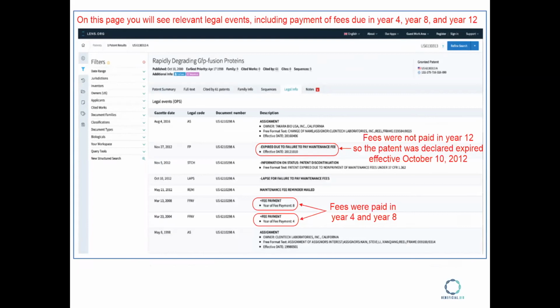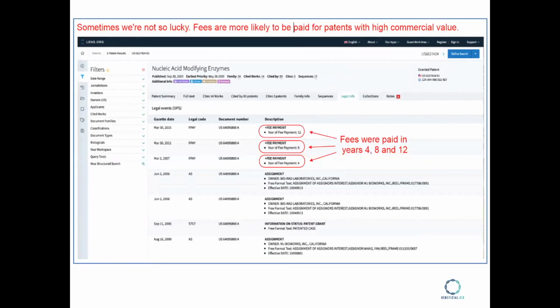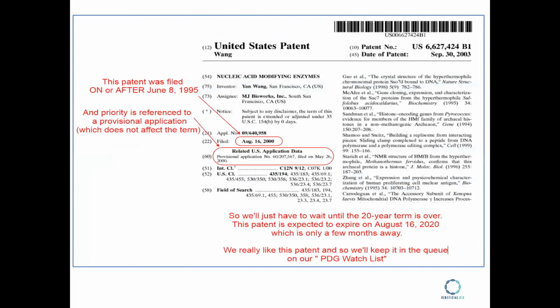Sometimes you don't get so lucky. It seems, and it completely makes sense, that for patents of high commercial value, the patent holders tend to pay the fees. So this particular patent, we're very interested in at Public Domain Gazette. It's still in force, but we looked it up and found, darn, they did pay the fees in years 4, 8, and 12.